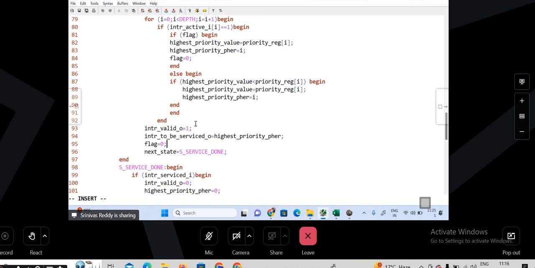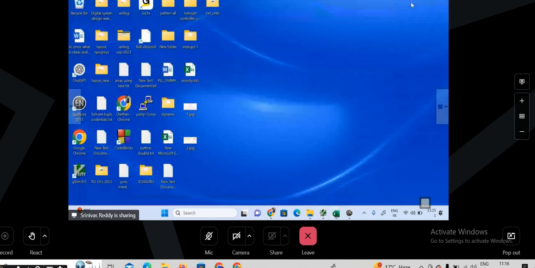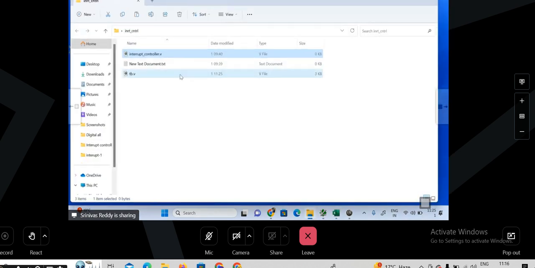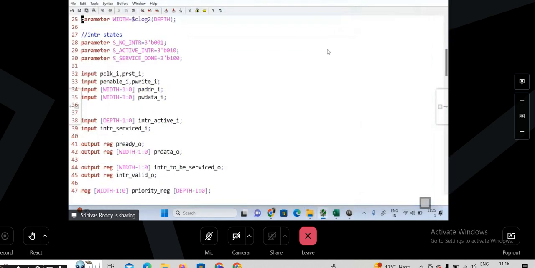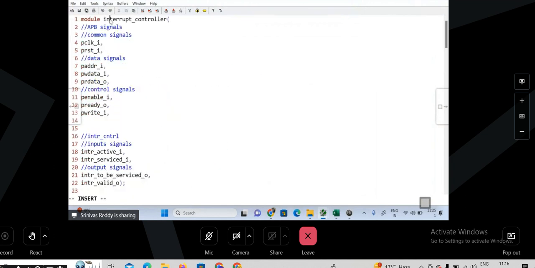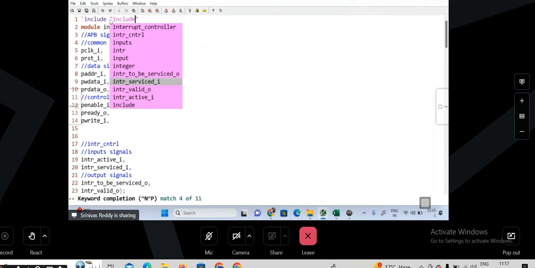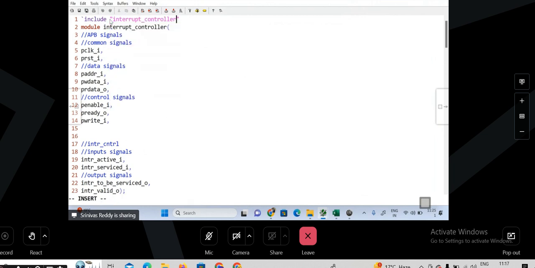Data interrupt active and data interrupt service. This data of interrupt to the service. Yeah, this is a data. Interrupt valid.